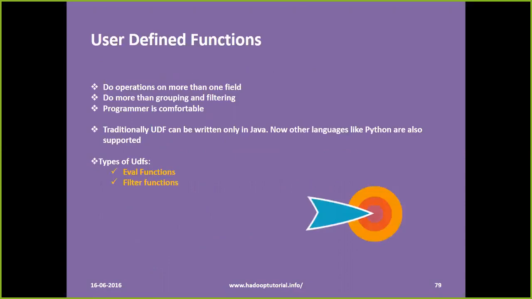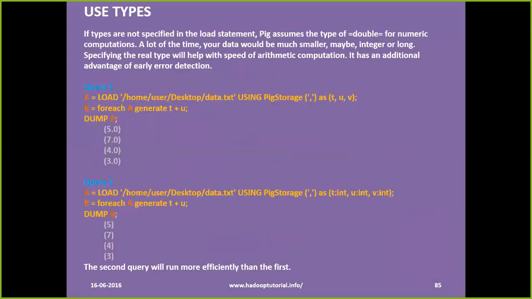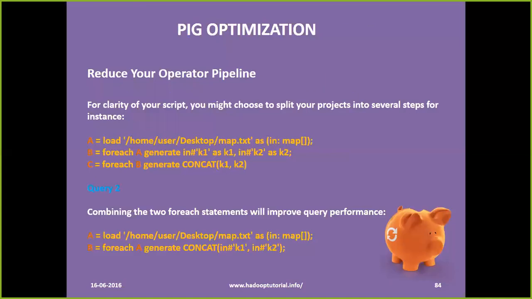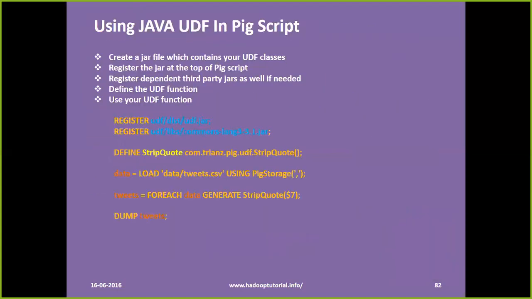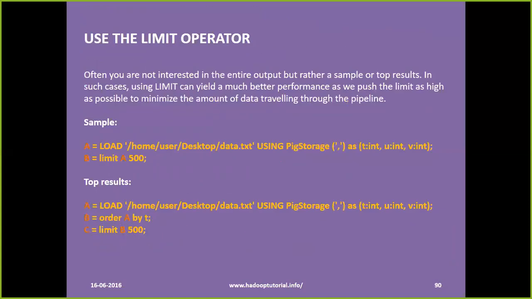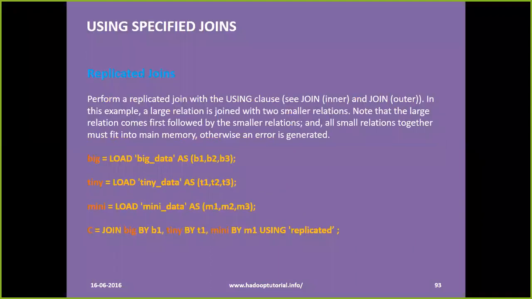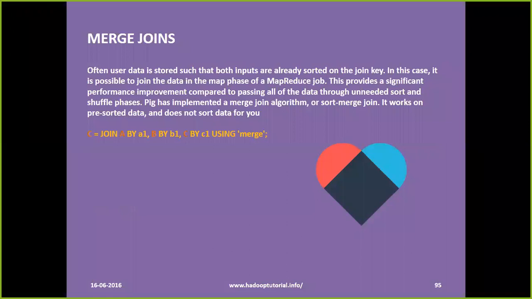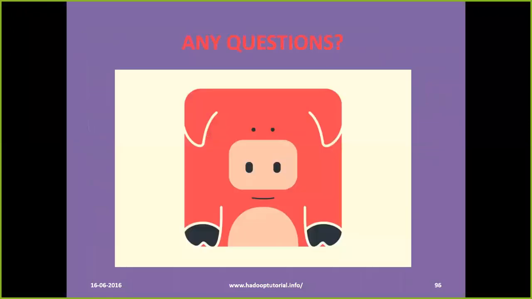We'll discuss the user-defined functions. So far we have seen the built-in functions. What if you need a custom function? We'll discuss the user-defined functions on Monday, and also the optimization techniques for making your Pig scripts run faster. So here you have the skewed joins, Satish.